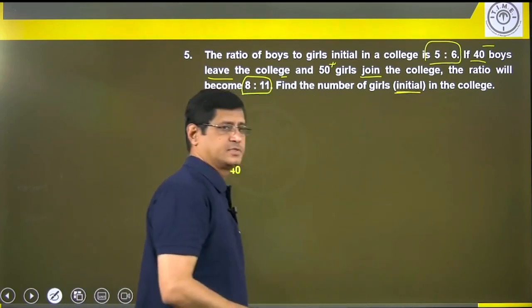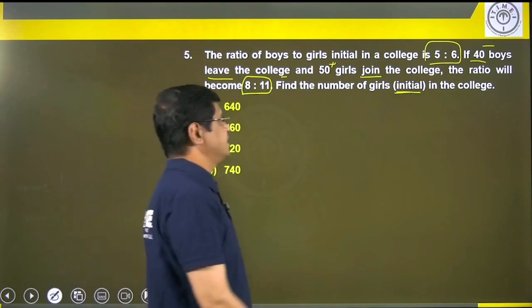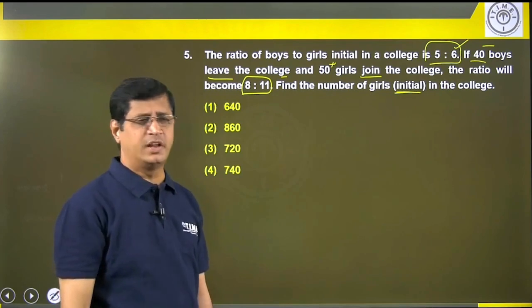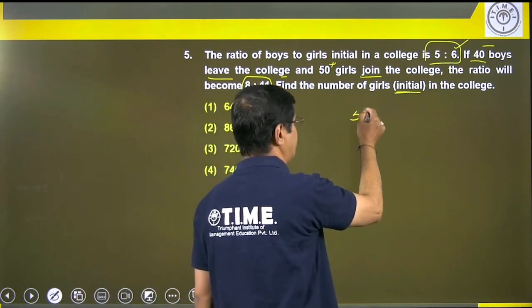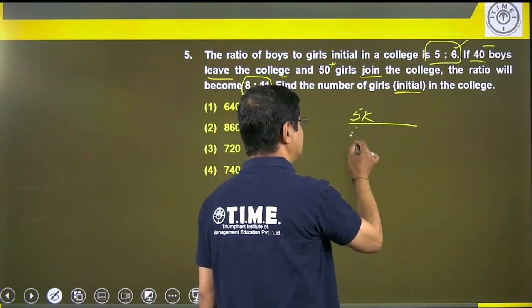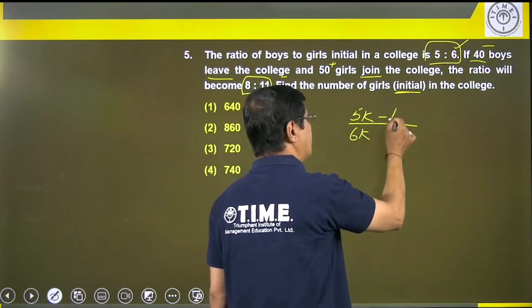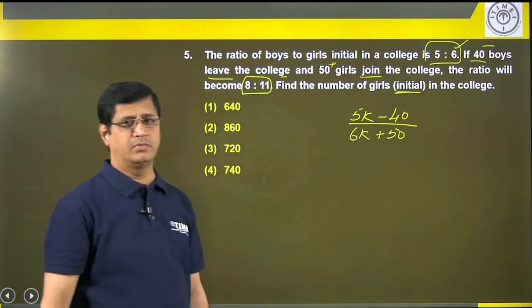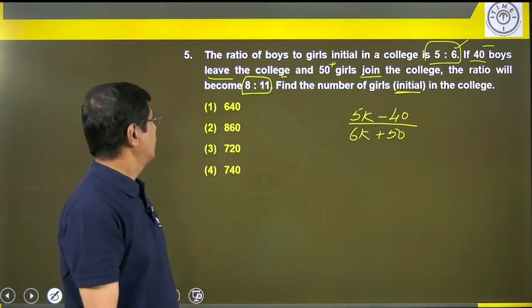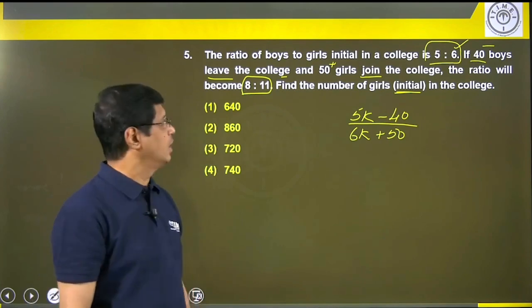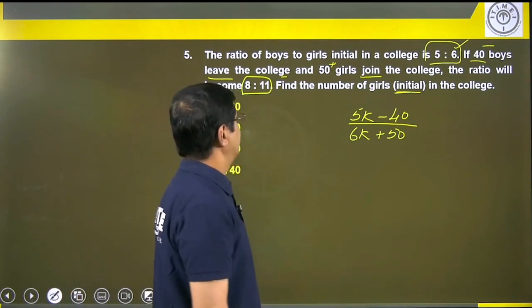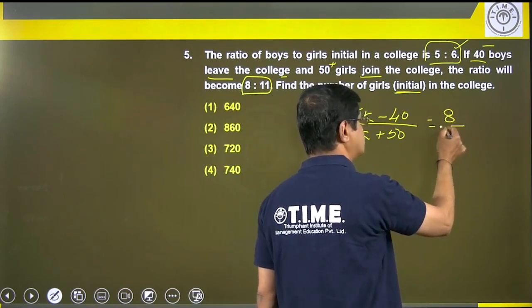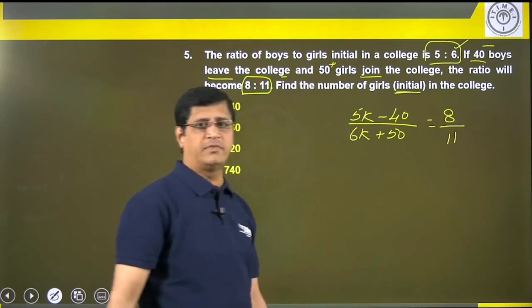Initial number of girls means 6K value to be found. The number of students initially: boys are 5K, girls are 6K. How many boys are leaving? 40 boys will leave the college. What about the girls? 50 girls join the college. Then what is the ratio of these two numbers? It is 8:11. Now simplify this.